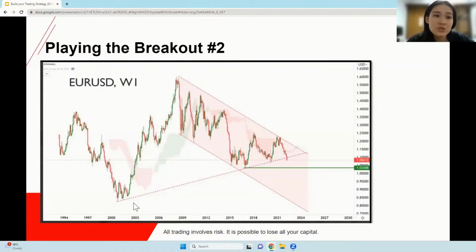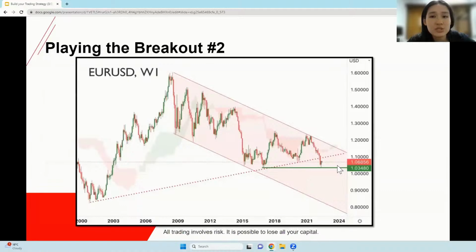But what we mean by breakout is you can see it's breaking out of this ascending trend line. And it's also breaking out of the Ichimoku cloud. So we see this swing low support at the 1.03488 level, and we're expecting price to continue to drop to that level, which you can see it did nicely here.